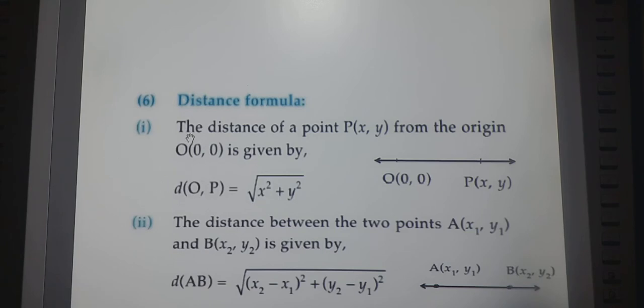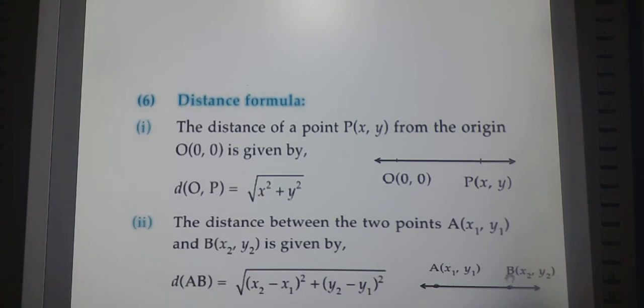Then next, distance formula. The distance of a point P of (x, y) from the given origin O of (0, 0) is given by... we know the distance formula, so we see this second point first, then we come to this first point. The distance between the 2 points A of (x1, y1) and B of (x2, y2) is given by this distance formula, or you can write here length of AB or distance of AB.